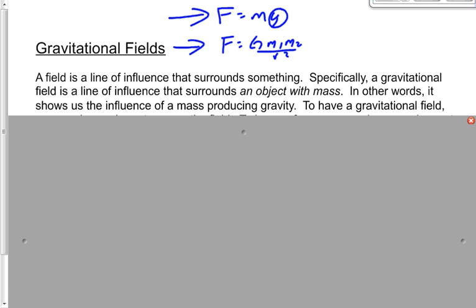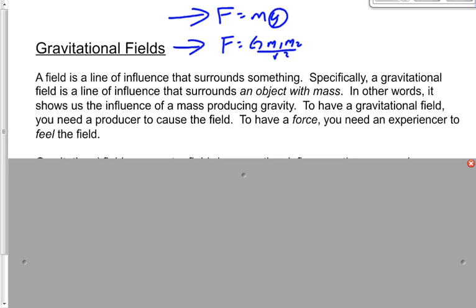It shows us the influence of the mass that produces gravity, even if there's no board marker there to experience it. It shows us that the influence of gravity is still there. To have that field, all we need is the producer. In the example I was just giving you, all we need is the Earth. The pen doesn't need to be there. Now, the pen could be there, and the gravitational field will still be there, but we don't need the pen. As opposed to a force, the push or a pull, where you do need the pen to be there.